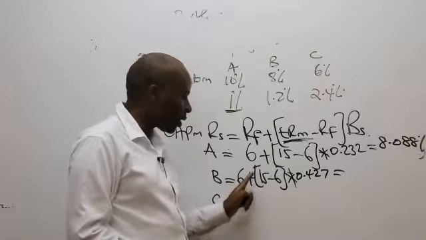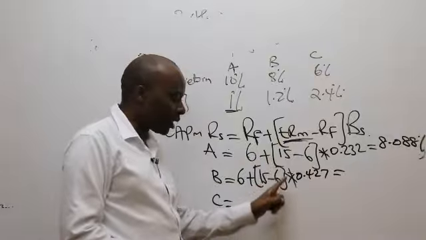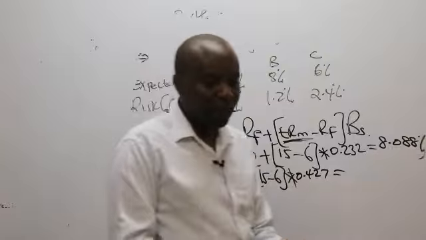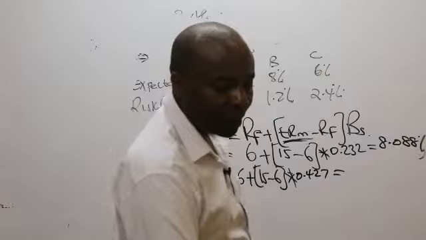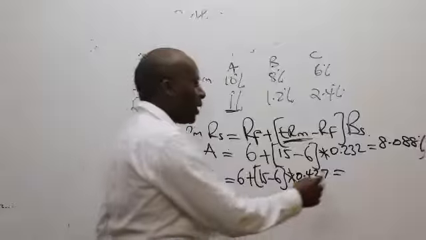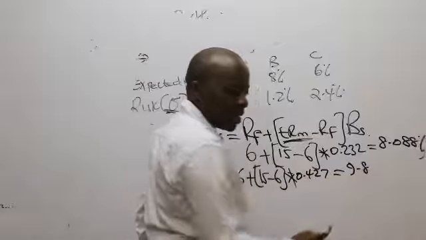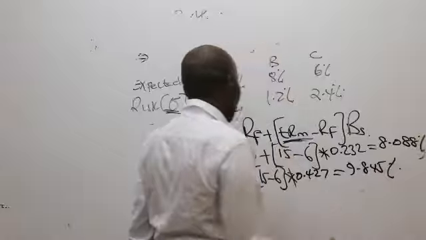So you say 6 plus open brackets, 15, I'm following this formula, minus 6, you close, times 0.427. Please give me an answer. She's telling me that this is 9.845 approximately. Thank you very much. Of course, that is in form of percentage like that.